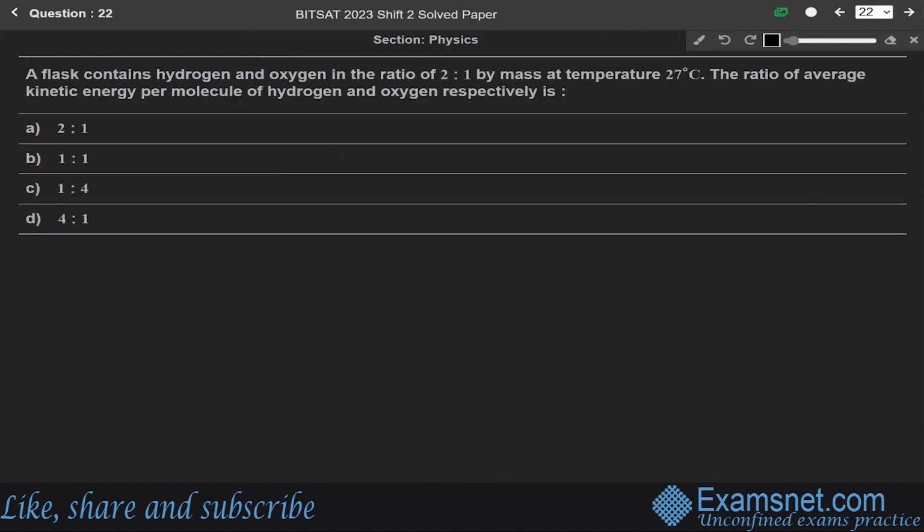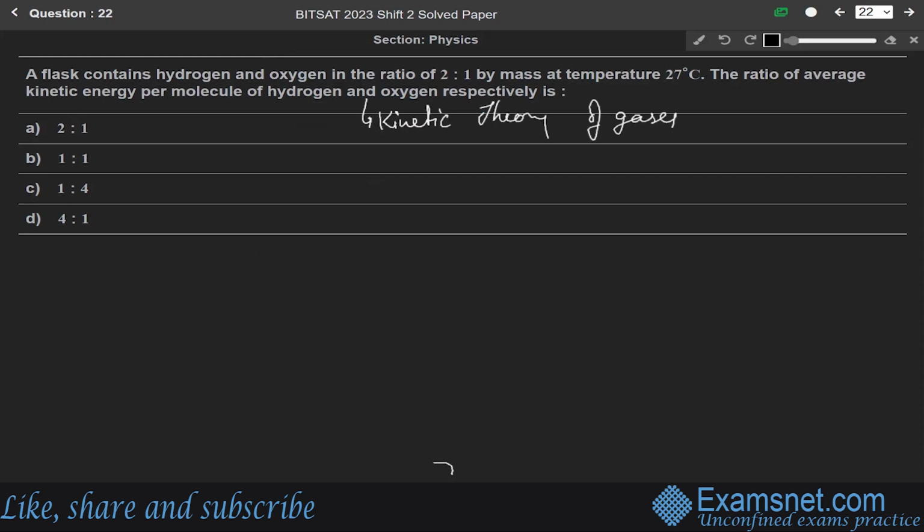Now moving towards our next question, that is question number 22. A flask contains hydrogen and oxygen in the ratio of 2:1 by mass at temperature 27 degrees Celsius. The ratio of average kinetic energy per molecule of hydrogen and oxygen is, okay. So this question is again from the same chapter of kinetic theory of gases.